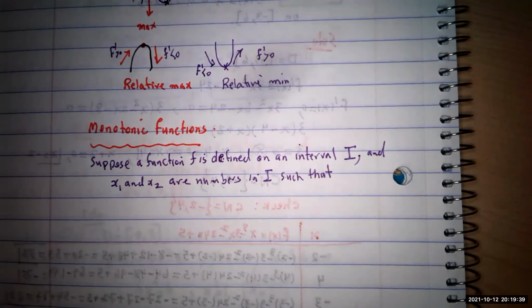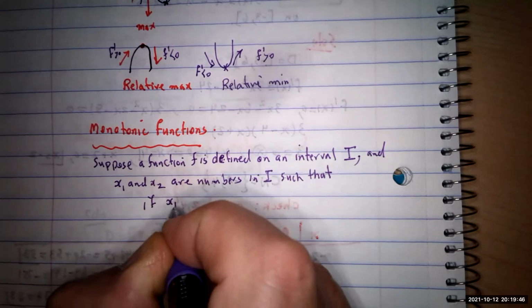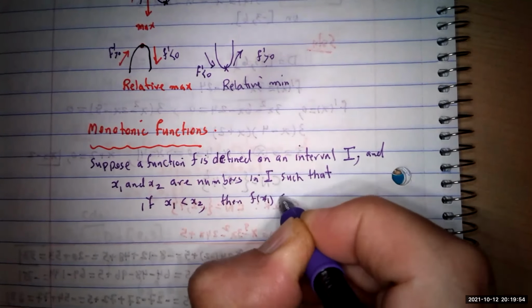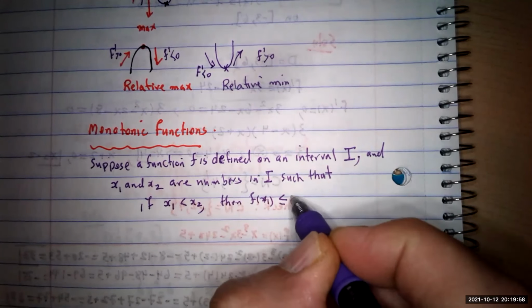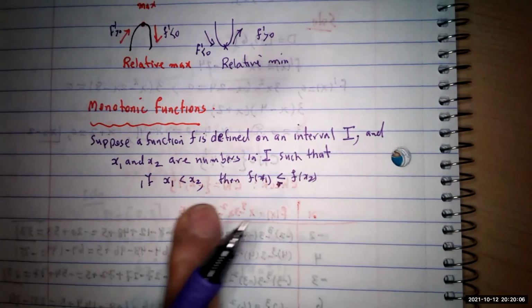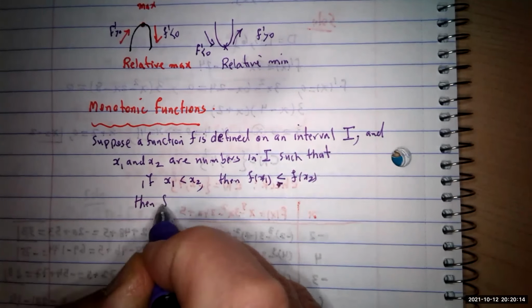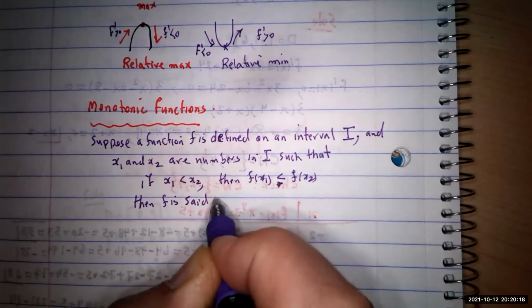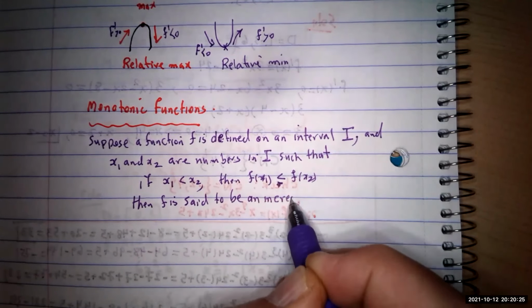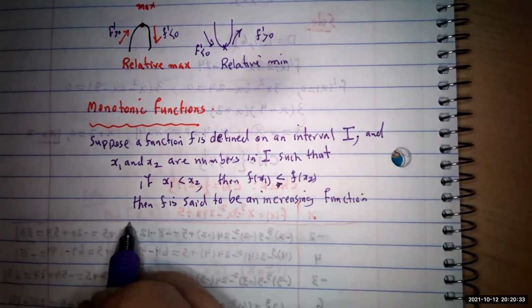if we go from left to right, if x1 is less than x2, then f of x1 is going to be less than, or less than or equal to, it doesn't matter, the f of x2. So this means from left to right, you see the value of the function getting bigger and bigger. If this is going to be the case, then f is said to be an increasing function on I.